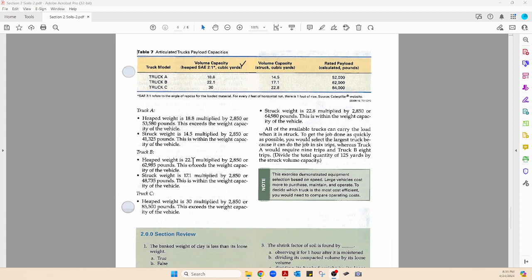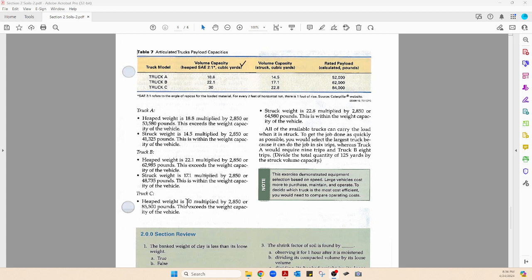Truck B is heaped at 22.1 cubic yards. That's how much it'll hold when it's heaped. And you multiply that by 2850, that's 62,985. So that exceeds the weight capacity. The struck weight is 48,735 pounds. And that's within the weight capacity, but it's going to take you longer.